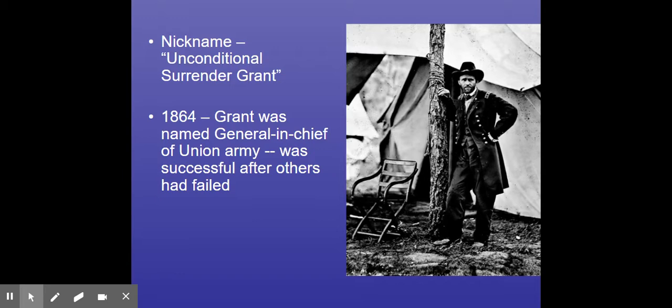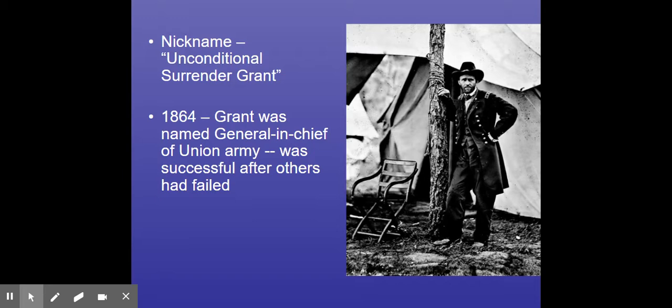Hooker, also not a very successful commander. He was the commander during the Battle of Chancellorsville. A cannonball came through his headquarters, and he kind of gets a little frightened by that. So he is going to be replaced by George Meade. Meade will win at the Battle of Gettysburg.